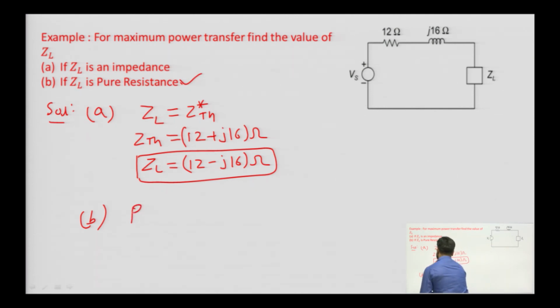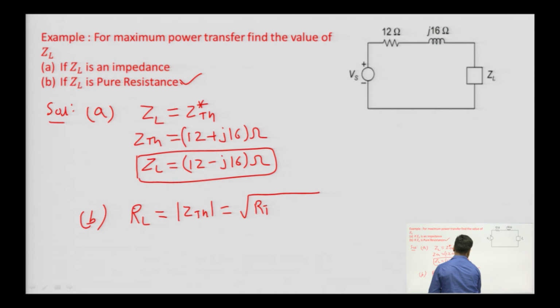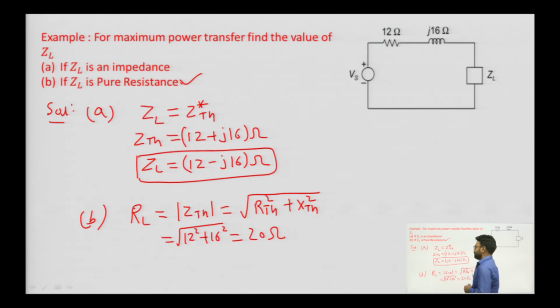If ZL is a pure resistance, then RL must be equal to the magnitude of ZTH, or you can say it must be equal to the square root of RTH squared plus XTH squared. So, it will come out as 12 squared plus 16 squared, and we will get the value of RL as 20 ohm. This is how the value of RL or load impedance changes depending upon whether ZL is variable or we have a pure resistance in our circuit.